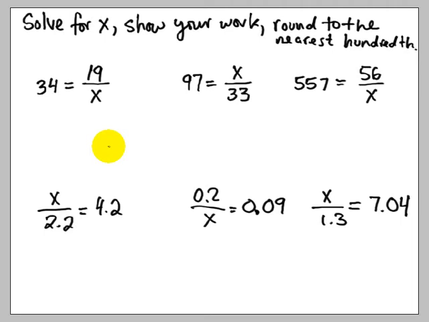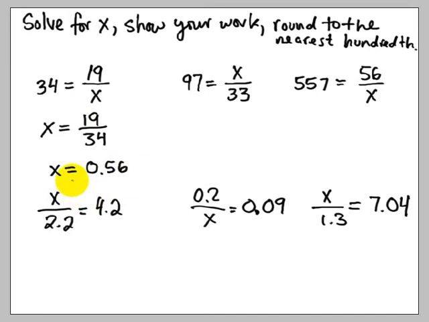Okay, so the first one, imagine that 34 there is put over 1. X would be 19 times 1 divided by 34. Therefore, x is just 19 divided by 34. And we could leave our answer like that, but let's take it to a decimal and round it to the nearest hundredth. 0.56.